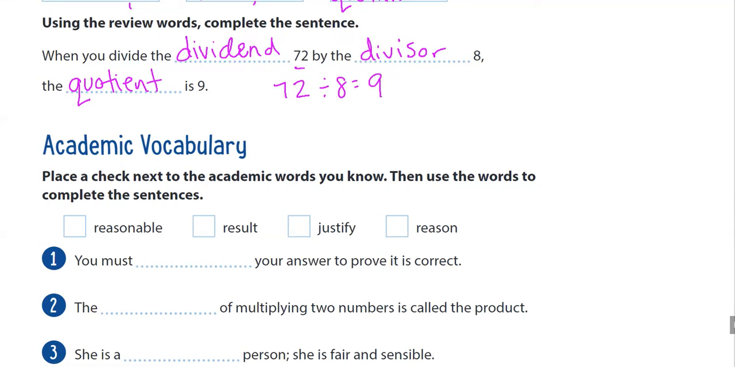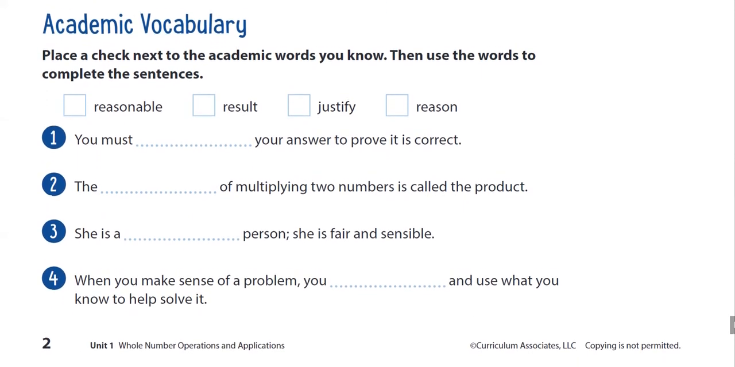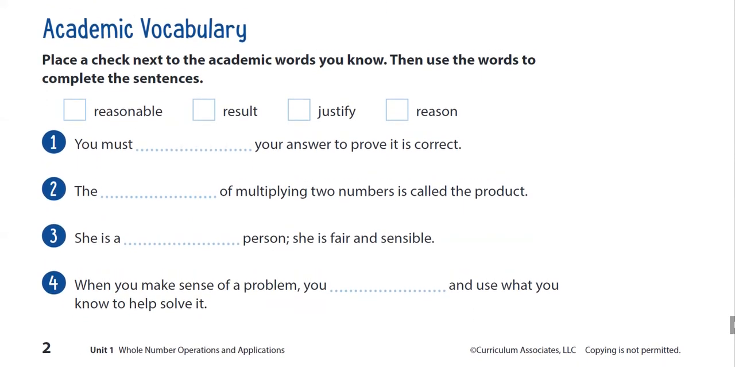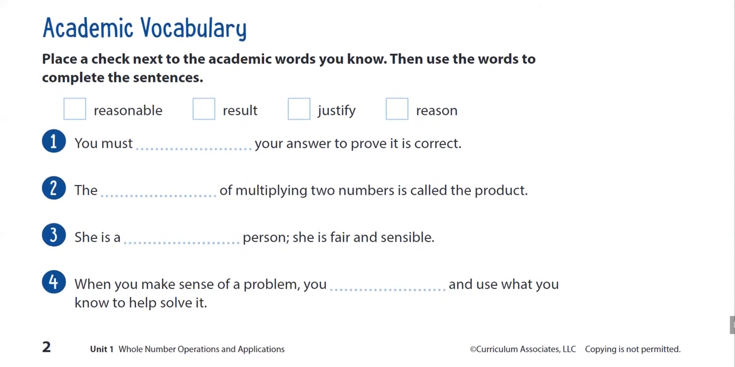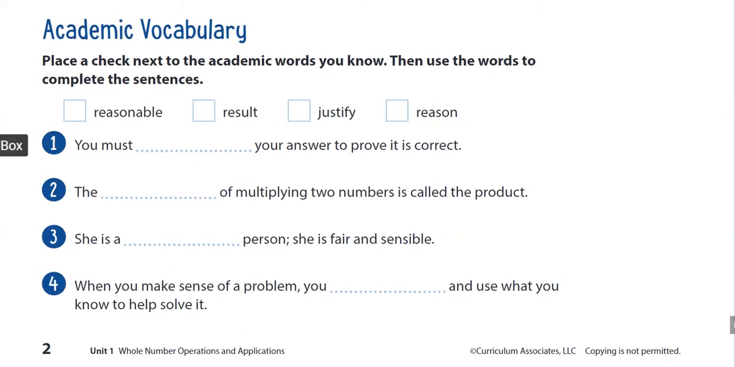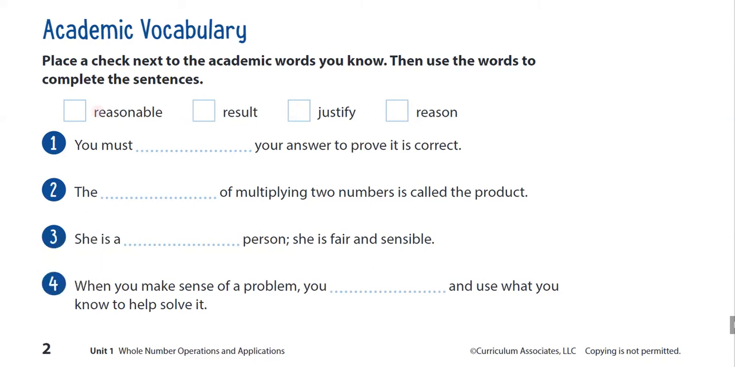Okay, so please check the box next to the academic, I can't even say academic now, goodness sakes. Please check a box next to the academic words you know. Then use the words in the sentence. So think about, these are like our discussion type of words. These aren't specific to math, these are our discussion words. So these words here are reasonable. Do you know what it means to be reasonable?